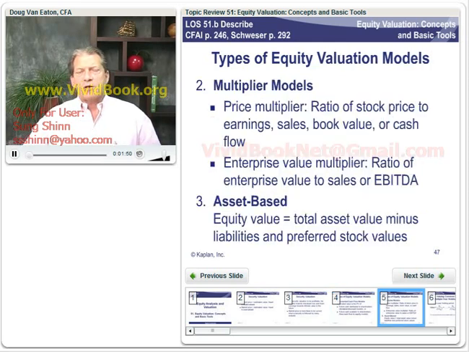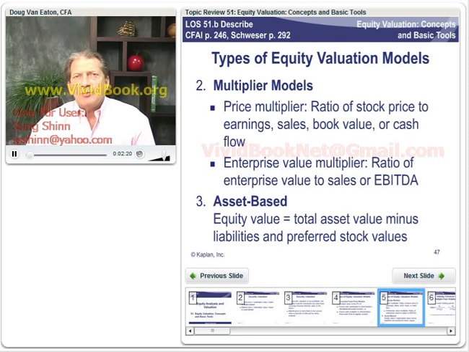Now, multiplier models, probably the one you're most familiar with, would be a PE model. Come up with the idea and say, well, this firm should have a PE of about 15, and its current earnings are $2 a year per share, so it should be worth 15 times 2. That's a multiplier model. So our price multipliers, we can use stock price to earnings ratio, but we can also use price to sales, price to book value per share, or price to cash flow per share.